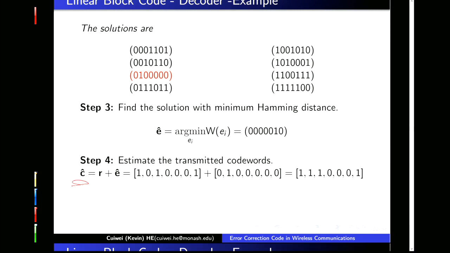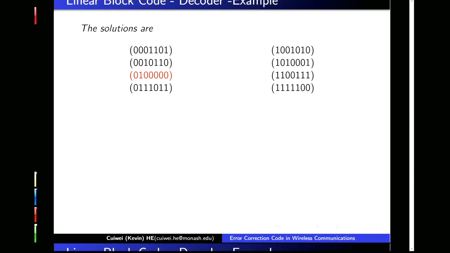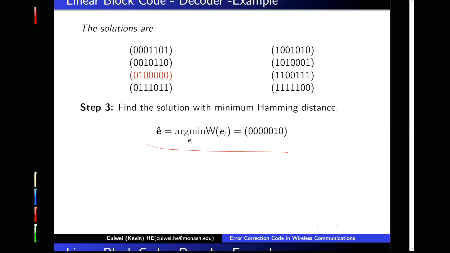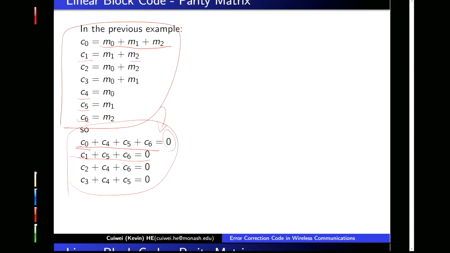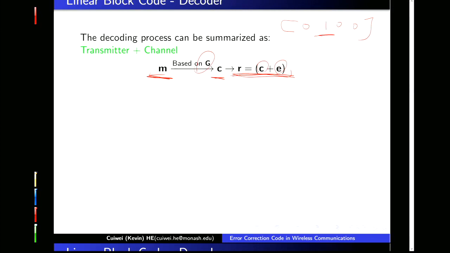The estimated code word will be the received sequence plus the estimated error vector. So this is the estimated code word. In the previous slides we had a table. Maybe I'll go back to it. The code word is 111, 000, and 1. If we go back to the original table, we find its corresponding message, which is 001. So this is how the decoding process works.